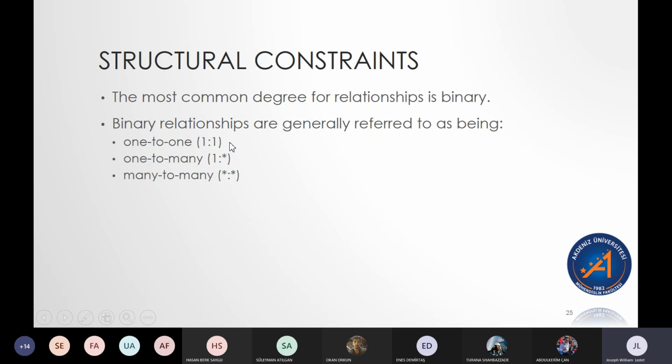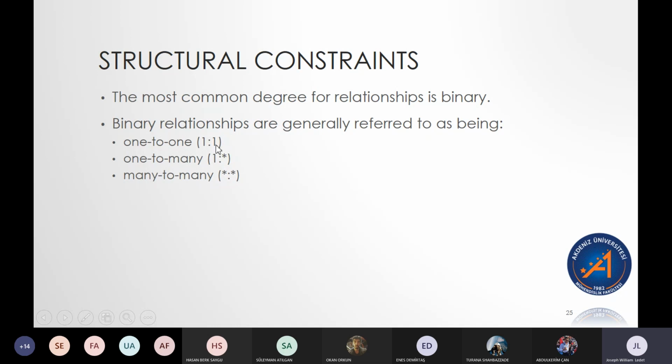A one-to-one relationship might exist between a department and the chair of that department, the head of that department. If a department exists, it must have one and only one head of that department. For us, it's Meli Hoja. And if he is the head of a department, he can only be the head of one department.